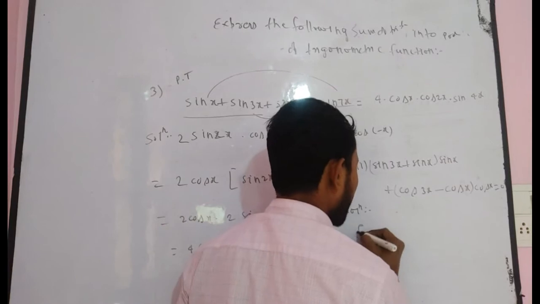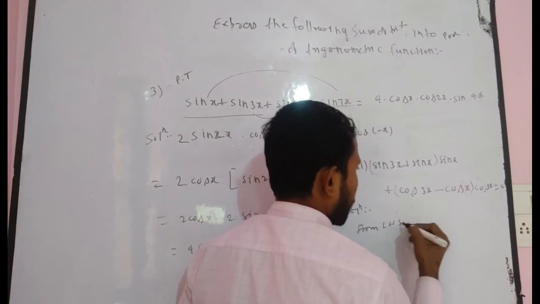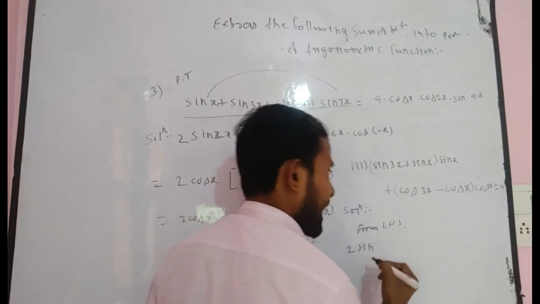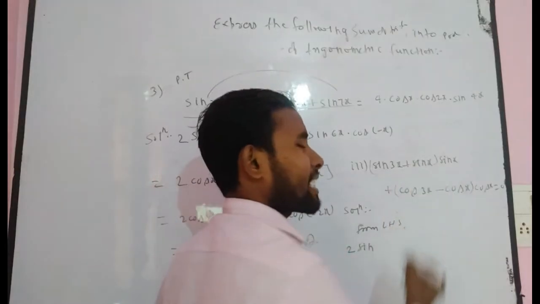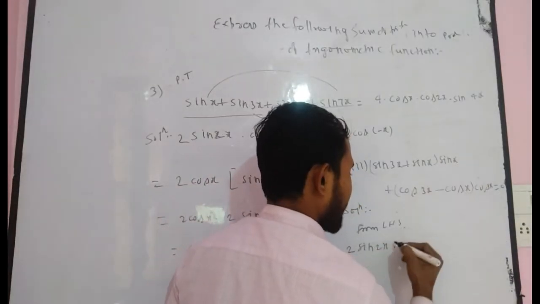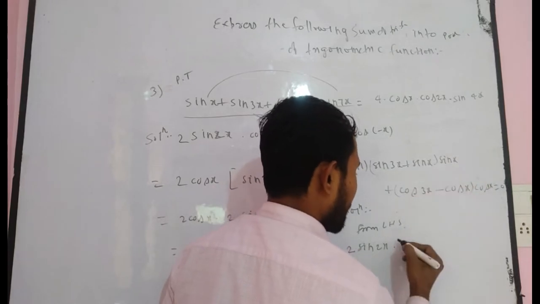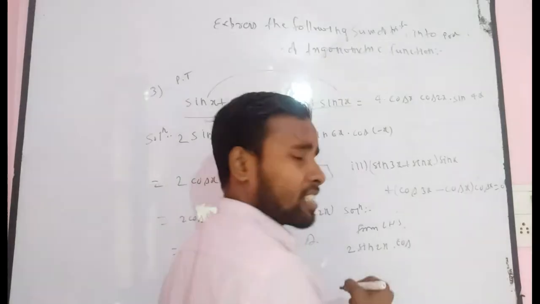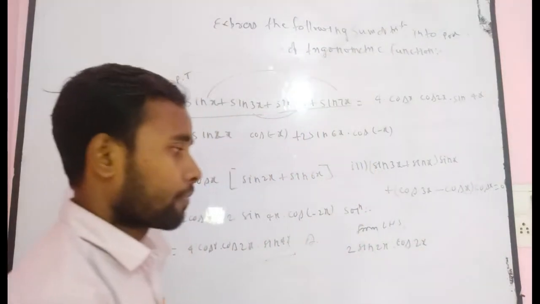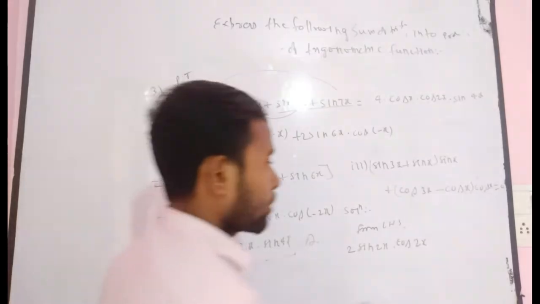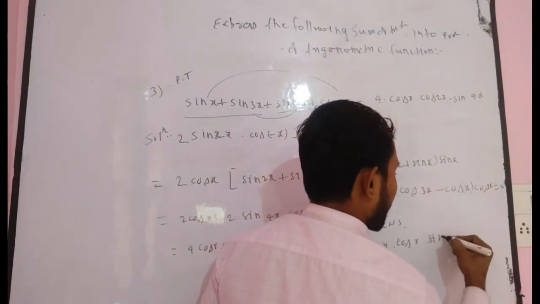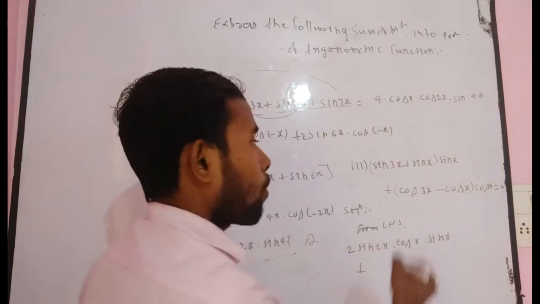From the LHS, sin c plus sin d is equal to 2 times sin c plus d by 2, that means 3x plus x, that means 4x by 2, that means 2x, into cos 3x minus x by 2, that means cos x. So you can write 2 sin 2x into cos x into sin x. Next term will be cos c minus cos d.